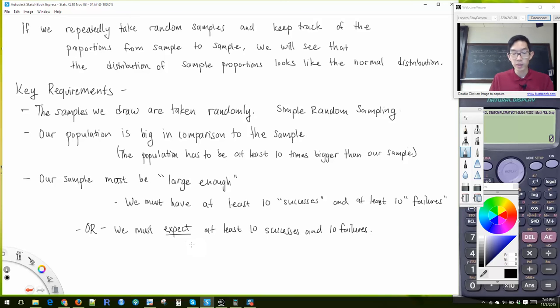And how do we do that? We do that by checking n times p must be bigger than or equal to 10, and n times 1 minus p must also be bigger than or equal to 10. Okay. So I'll let you guys finish writing all of this down.